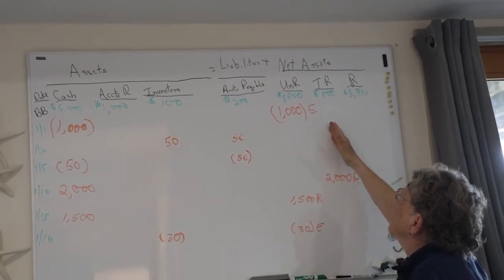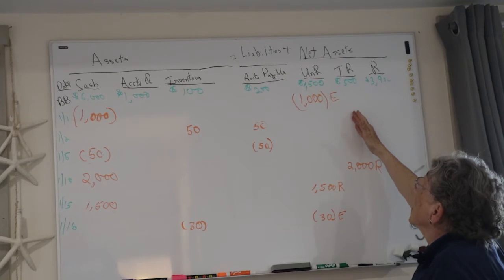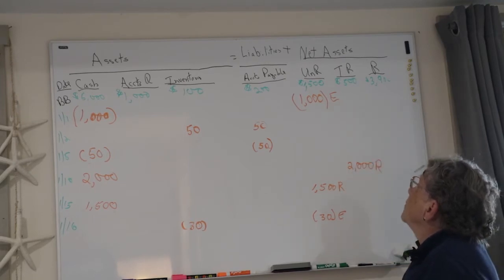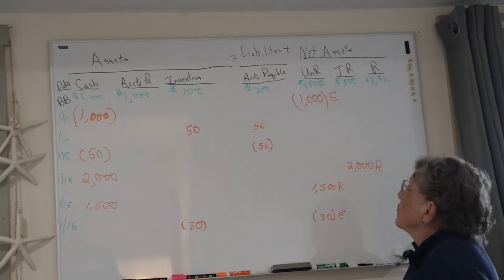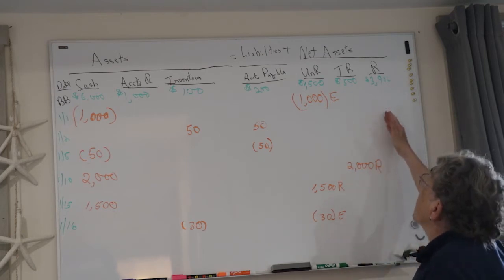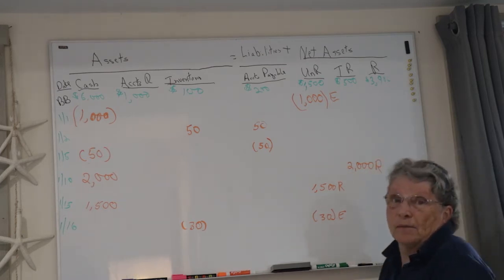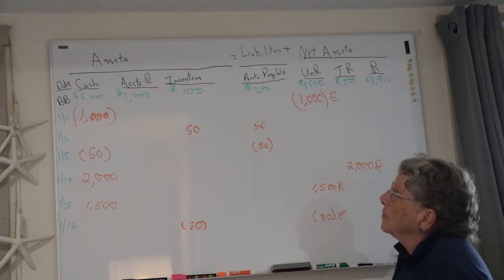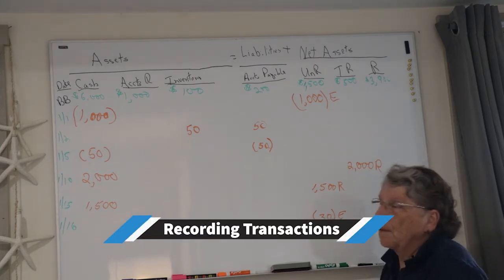Temporarily restricted are those things that are revenue that has been temporarily put on hold for a while for some reason. And restricted is permanent. It cannot be spent. So let's just record transactions.